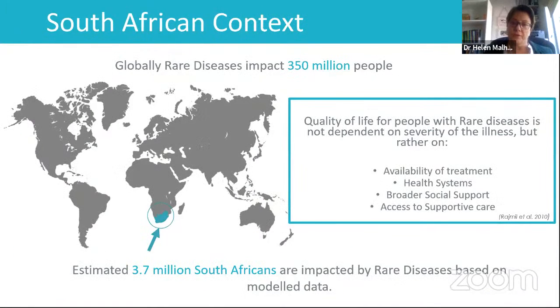The quality of life for people with rare diseases is a huge issue, and it's not always related to or dependent on the severity of the rare disease, but it is dependent on the availability of treatment and diagnosis, the health systems and services available to them, what support in the social context is available, and access to supportive care and psychosocial support. And in South Africa, we now estimate that somewhere between 3.2 and 4.3 million South Africans are impacted by rare diseases. So this is a significant burden of disease as a collective.